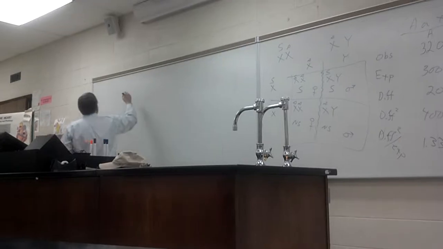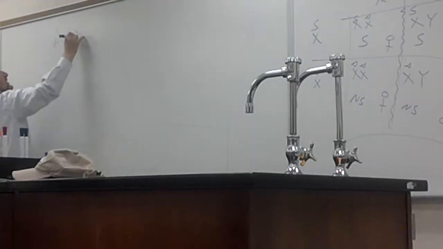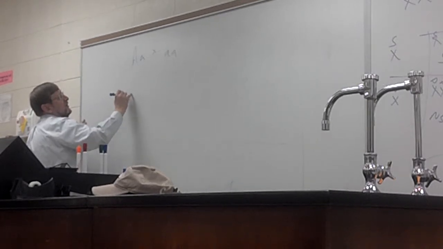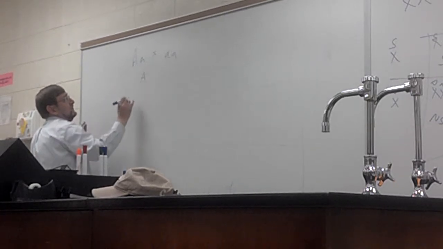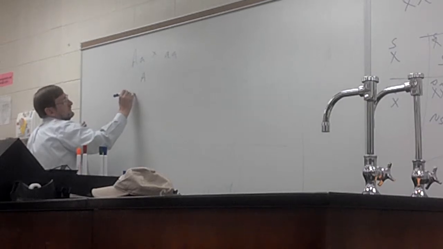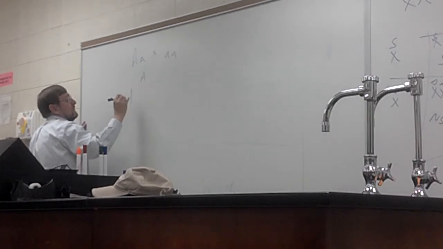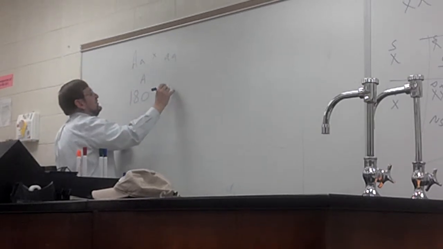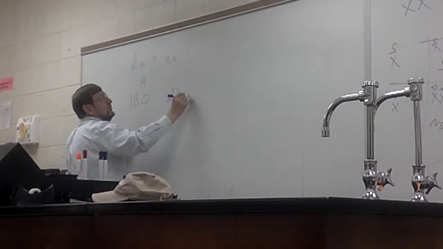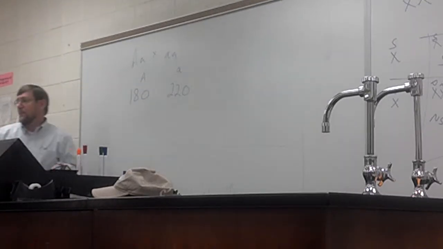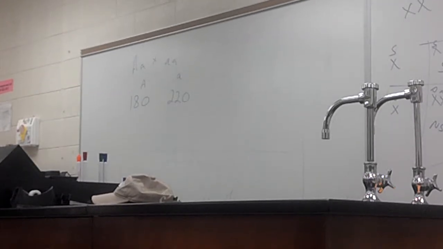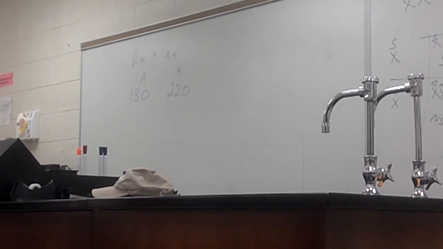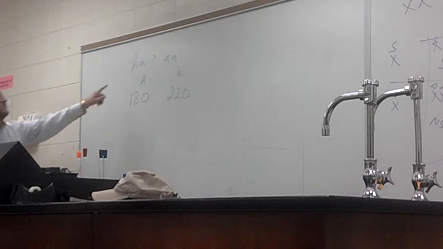or if you cross a heterozygote times a homozygous recessive, and you find that there are, say, 180 dominant offspring and 220 recessives, did you get the expected ratio? What is the expected ratio if you do this cross?